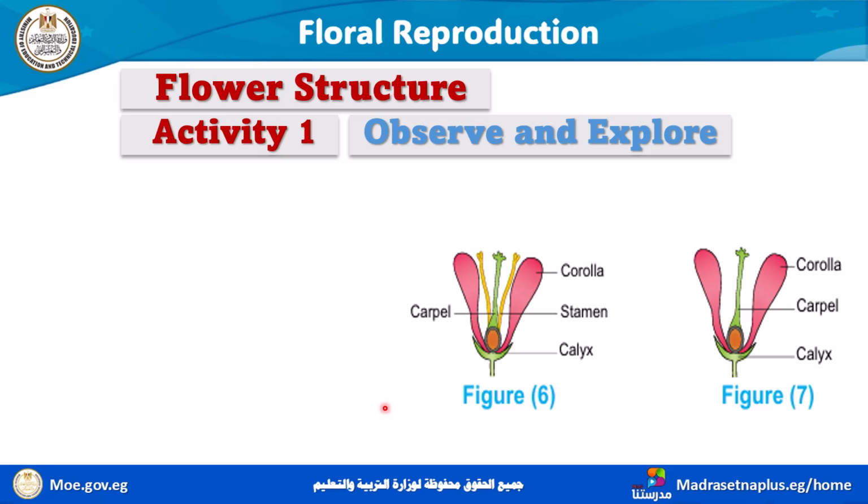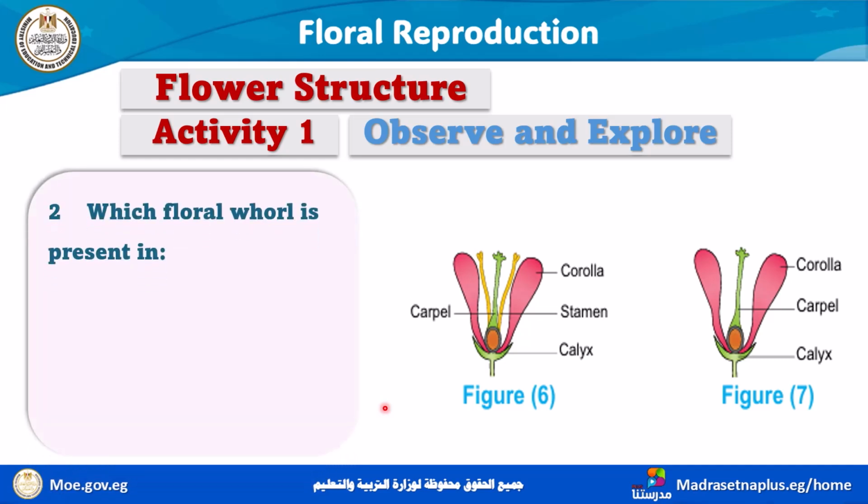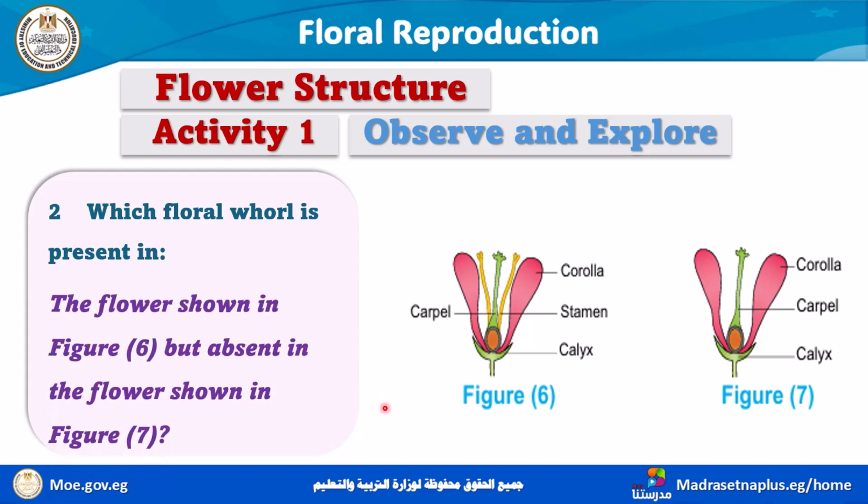Now try to explore the difference between figure 6 and figure 7 and try to answer this question. Which floral whorl is present in the flower shown in figure 6 but absent in the flower shown in figure 7? What is the part that is missing here in figure 7 but exists in figure 6? Yes, of course, this part is the stamen. Stamen exists only in figure 6, but it's missing in figure 7.